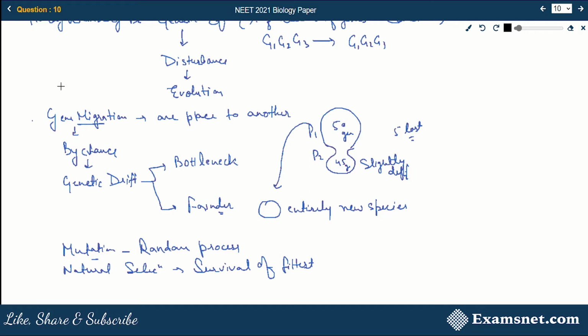Now what is left? Next is genetic recombination. So this happens in case of gamete formation. It happens during the gamete formation when there is some alteration in the normal process.